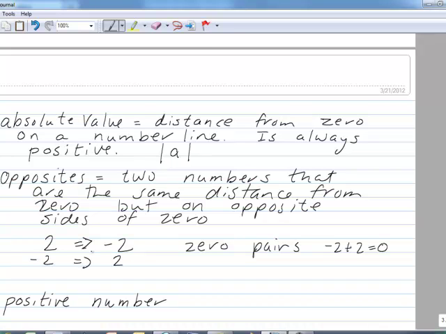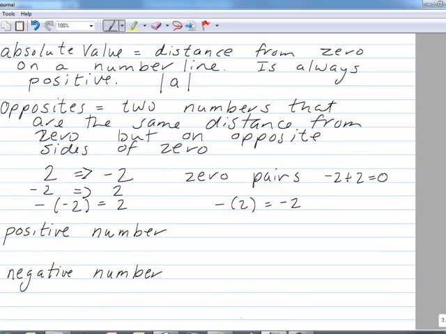And sometimes we write this as this: the opposite of negative 2 is 2. That's how we write it as an equation. The negative out here means the opposite, so the opposite of negative 2 is 2, or the opposite of 2 is negative 2. That's another way to write it.